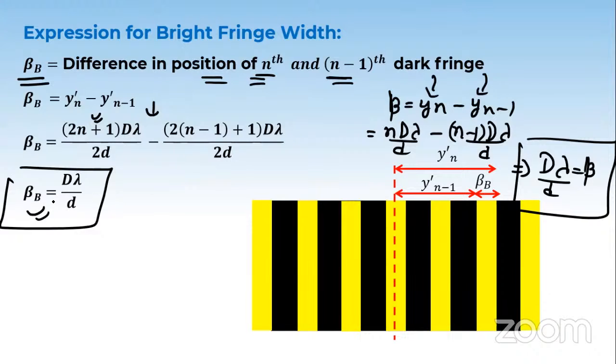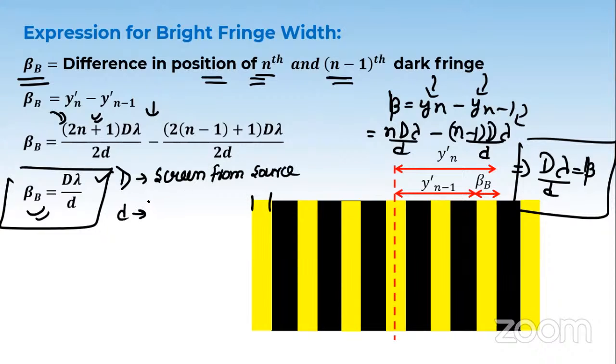So fringe width, the gap between n and n minus 1, in both cases, whether the formula is for the position of dark fringes or for the position of the brighter fringes, the gap between both of these comes out as capital D lambda by small d. Capital D is the distance of separation of the screen from the source. Small d is the distance between the slits.